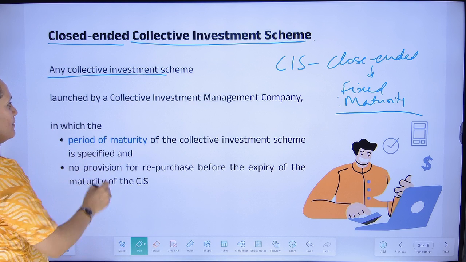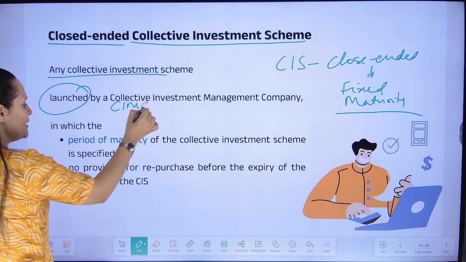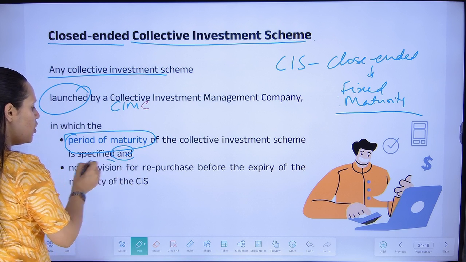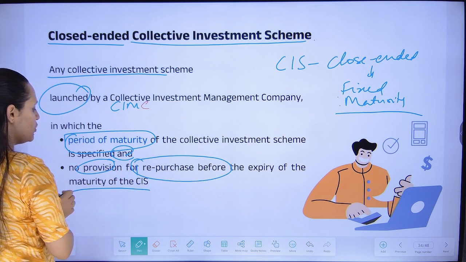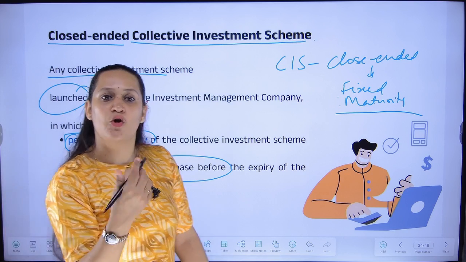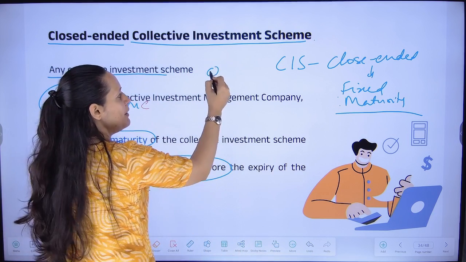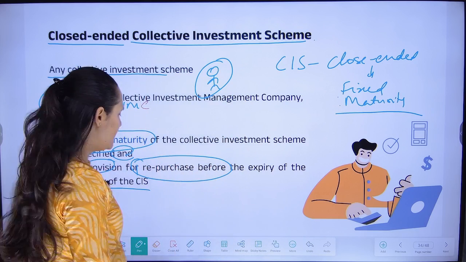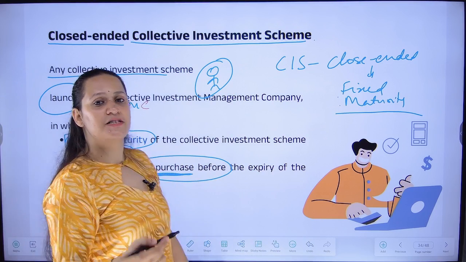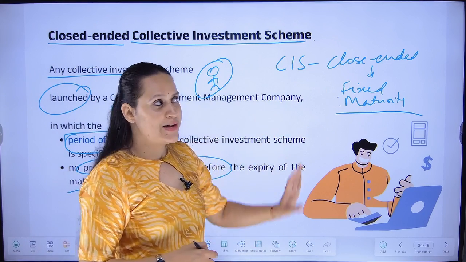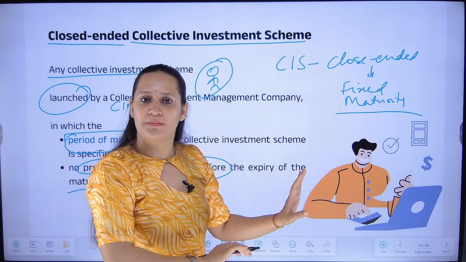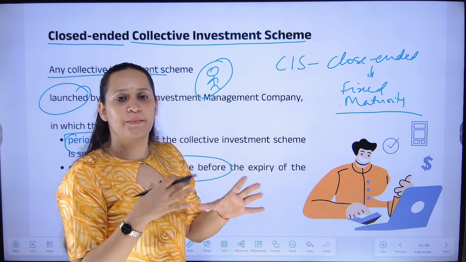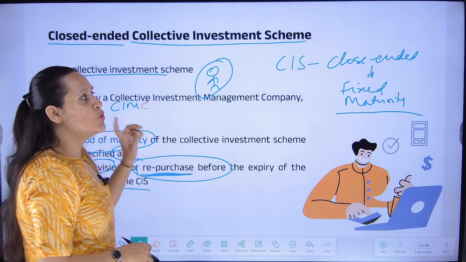Any collective investment scheme launched by a collective investment management company where there is a fixed period of maturity and no provision for repurchase before the expiry of that maturity. That means again and again we are not going to open the scheme. Once you have collected the money in the name of some scheme, you cannot open it multiple times and collect money for the same purpose. You also cannot have an option of repurchasing before the expiry of the maturity period. Only after the 20 years are over can you collect money again, and only after the maturity period is over can you allow the repurchase of the same kind of units of that particular scheme.